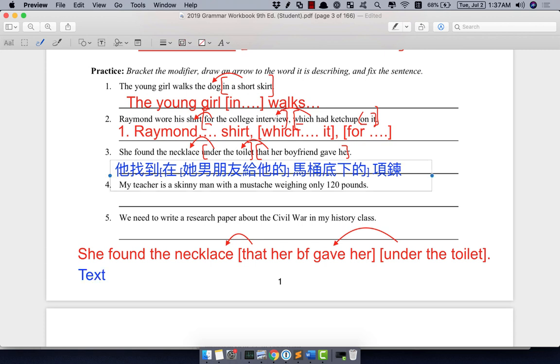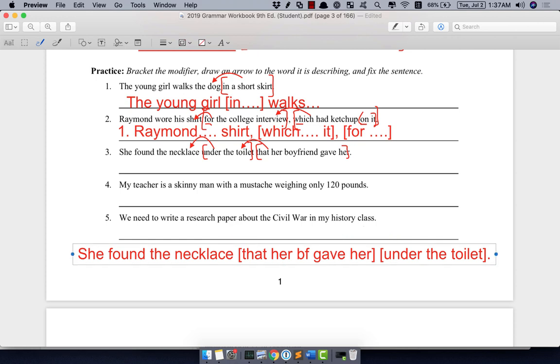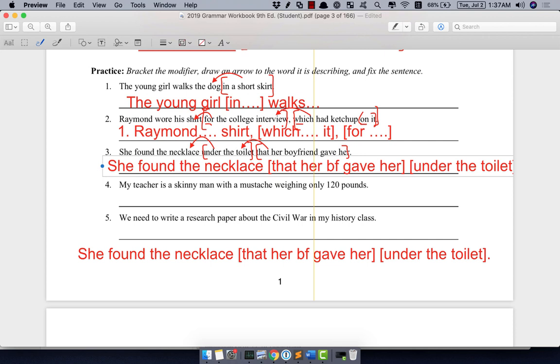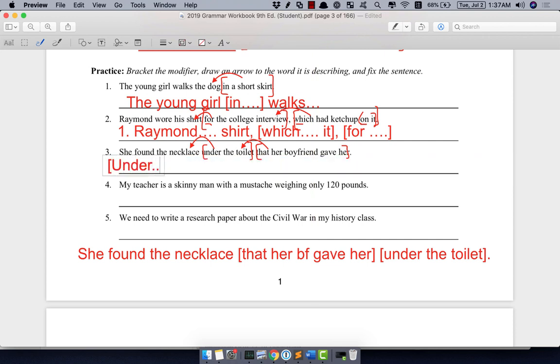One way you can fix it is you can move the modifier to the beginning of the sentence. Okay, so I'll rewrite the sentence here. You can do: under the toilet, she found the necklace that her boyfriend gave her. That would be right, because then under the toilet is describing like she. That doesn't mean like she is under the toilet. That means where the action happens. She found the necklace under the toilet. And the second part, that her boyfriend gave her, is correctly describing the word necklace. So this is a possible solution to making the sentence meaning correct.